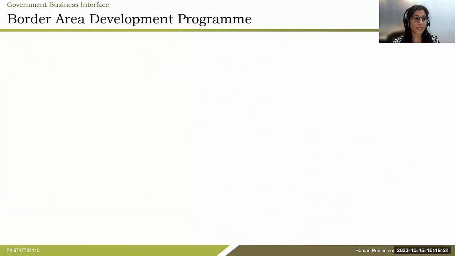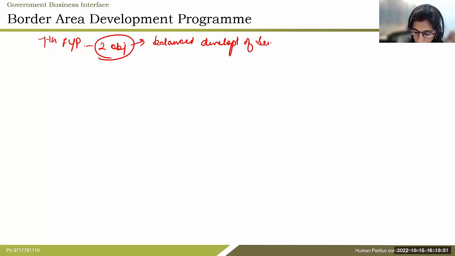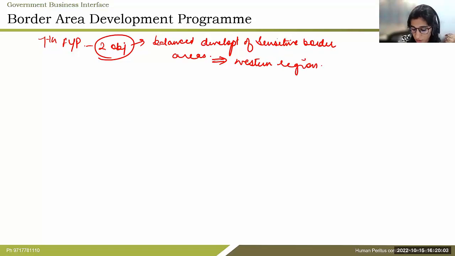All right. So the next one is Border Area Development Program. Under this program, as I have already told you, this program was introduced in the 7th 5-year plan. And it had 2 basic objectives. What were these objectives? First one is the balanced development of the sensitive border areas. And this was specifically for the western regions initially, by providing infrastructural facilities.